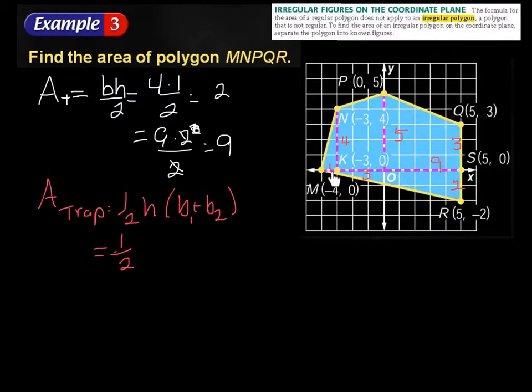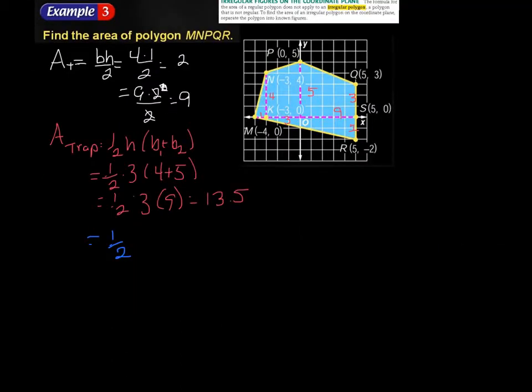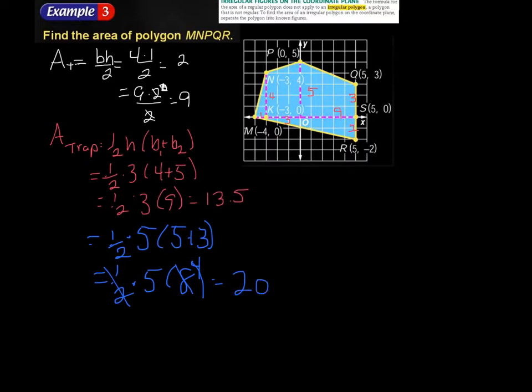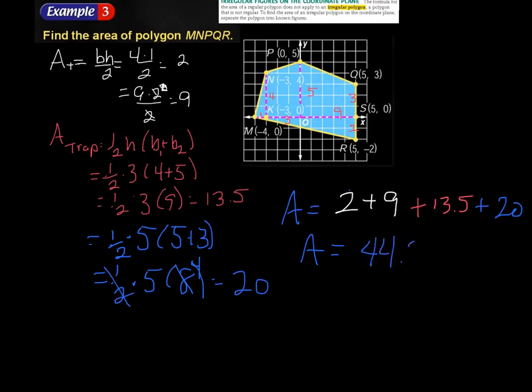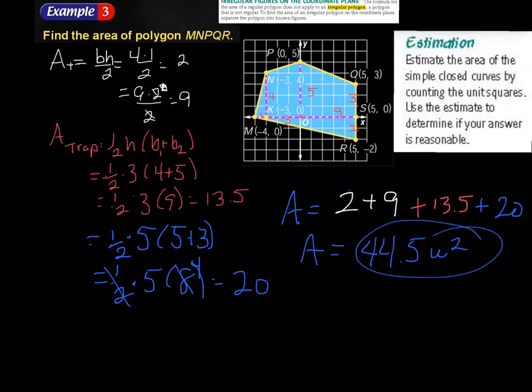Our first trapezoid had a height of 3 with bases of 4 and 5. It's not going to come out even, is it? So you have 1/2 times 3 times 9. And the other trapezoid has a height of, oh, I didn't write that on there. It must be 5, from 0 to 5 is 5. And our bases are 5 and 3. Conveniently, 5 plus 3 is 8. So 5 times 4 is 20. So now, to get our final sum, we're just going to have to add them all together. And 11 plus 13.5 plus 20 is going to be 44.5 square units.